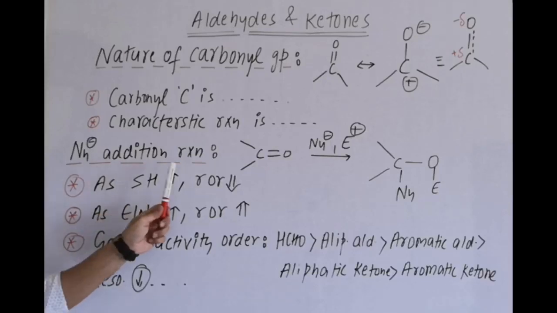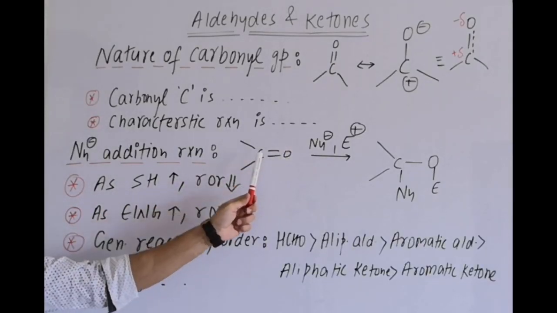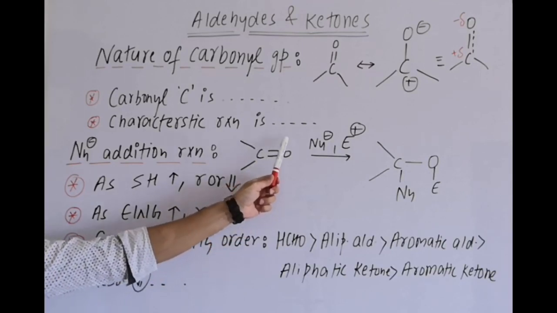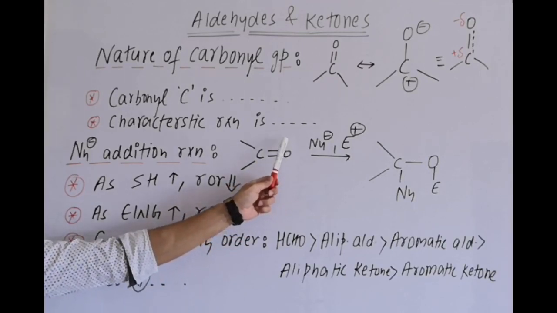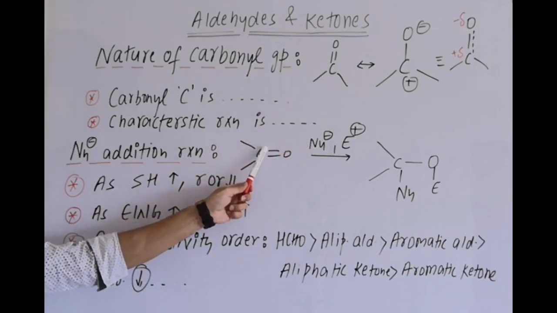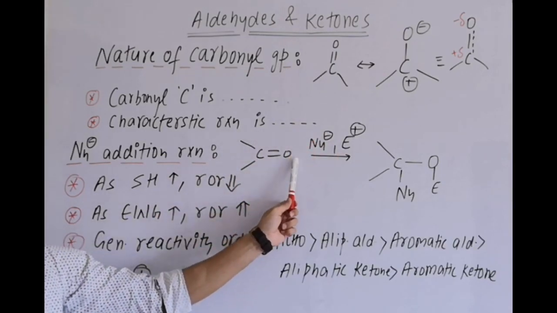Now what is nucleophilic addition? That is C double bond O. Oxygen will get minus, carbon becomes electron deficient. We can say carbon gets positive charge, O will get minus charge. Hence the nucleophile will add on which carbon? Carbonyl carbon, and the electrophile will add on oxygen.